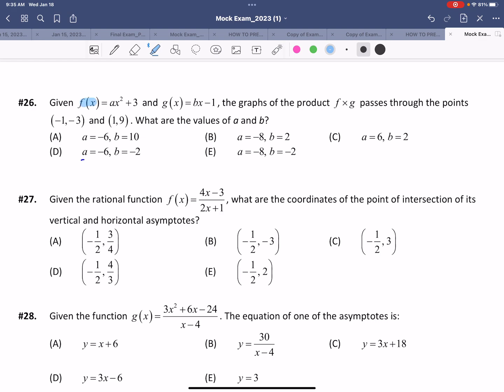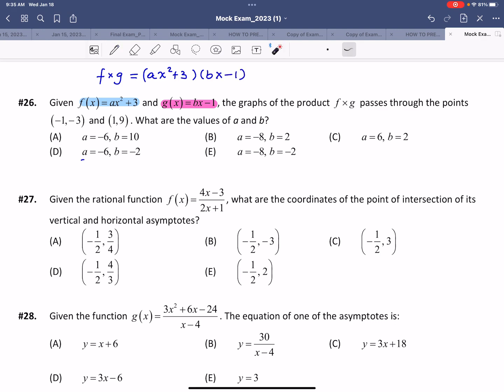Given f of x equals ax squared plus 3 and g of x equals bx minus 1, the graph of the product f times g passes through the points negative 1, negative 3, and 1, 9. We need to find the values of a and b. So we start off by finding the equation of f times g, which equals ax squared plus 3 times bx minus 1.